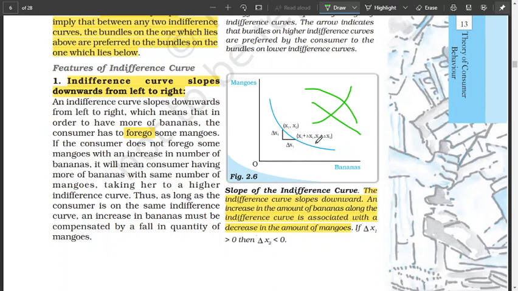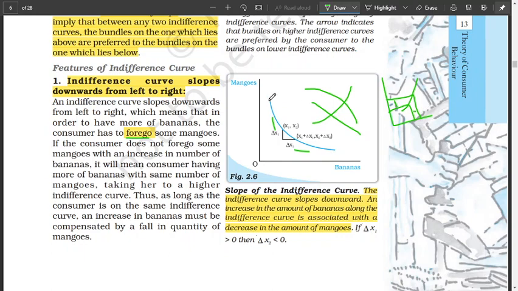You understand, because it is so, the consumer has to forego some from here to get more of the other. It has to slope that way. Otherwise, if it slopes not downward from the left to the right, but upward from the left to the right, it means that if you go from point A to B, you'll have more of both. That is not the case. You have to sacrifice to get more. If it is like this, then you have more of both. You understand? That is not indifference curve.